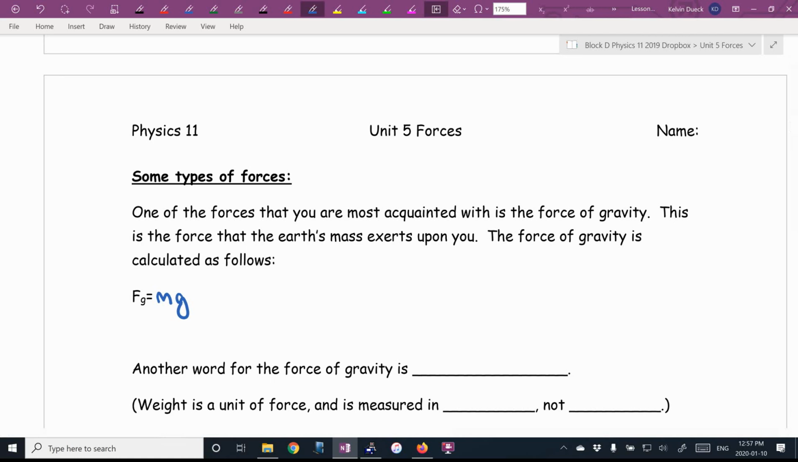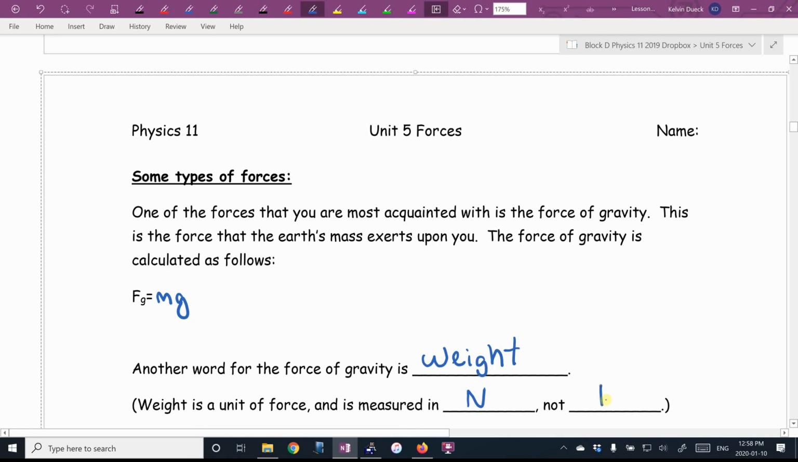No no. Weight. No no. Wait. Another word for the force of gravity is weight, and this is important. I will ask you this on a test. Weight is measured in newtons. It's a force. It's not measured in kilograms.